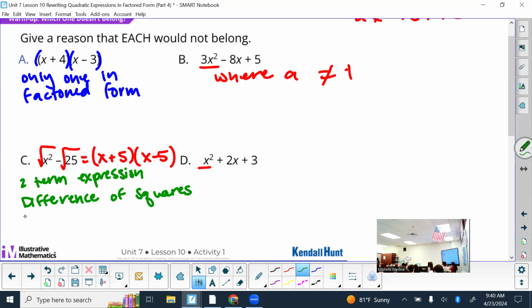One day we'll probably make a flow chart, if you could write it down. If it's a two-term expression, we see if it's a difference of squares. If it is, this factor form would look something like this, where it's the same parentheses, but with opposite signs. Good, questions on that?